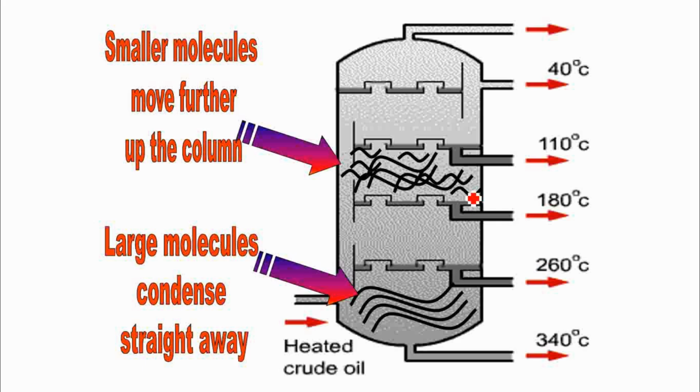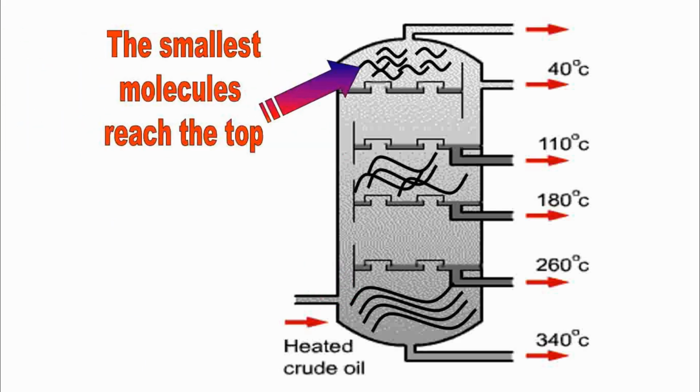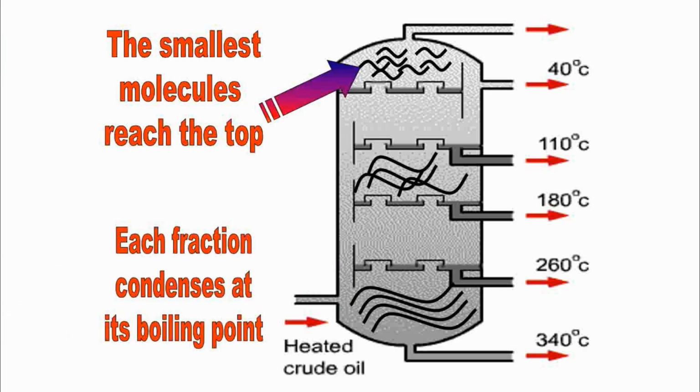Now, as those smaller ones travel further up the column, when they reach their specific boiling point, they're going to condense depending on their sizes, okay? And the smallest one will get to the top, and each fraction now condenses at its boiling point. So now what you have is separation, okay? So you need to know exactly how that process works.